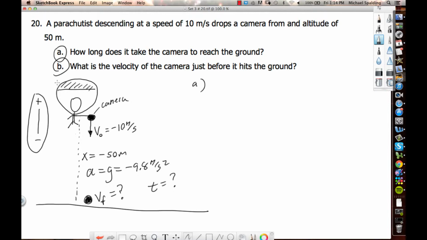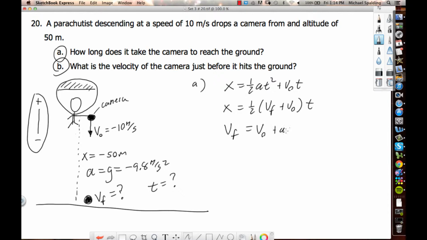So you know what I would do, guys? Look, I'm going to write all the equations out. X equals 1/2 at squared plus V initial t. X equals 1/2 times V final plus V initial, times t. V final equals V initial plus at. And V final squared equals V initial squared plus 2ax. You will be much better off solving for part B first. Do B, then go back and do A.